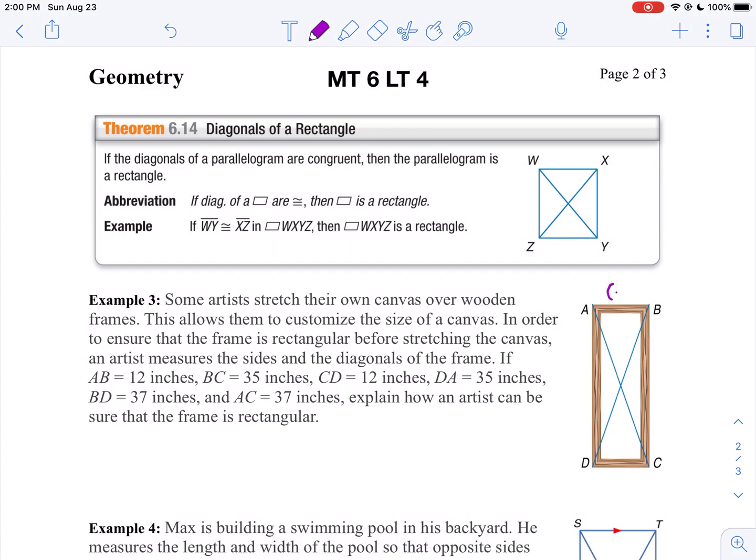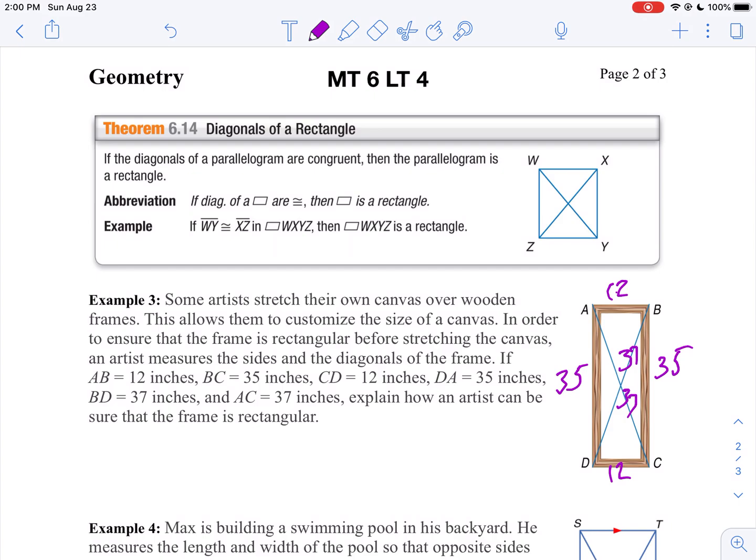Mark that down here. B to C is 35 inches. C to D is 12 inches. And D to A is 35 inches. B to D is 37. And A to C is 37. Explain how the artist can be sure the frame is rectangular.